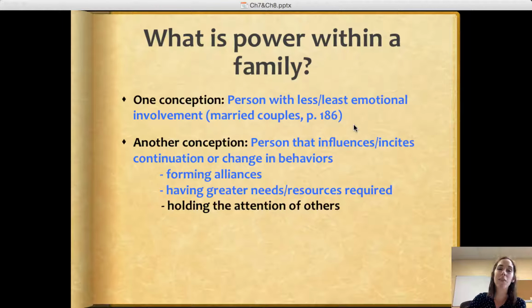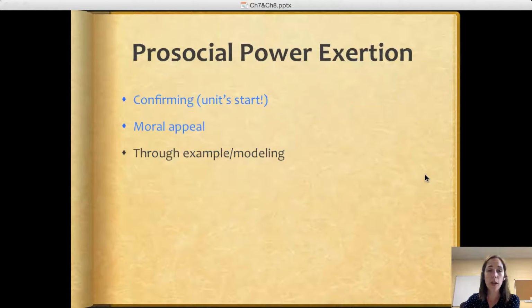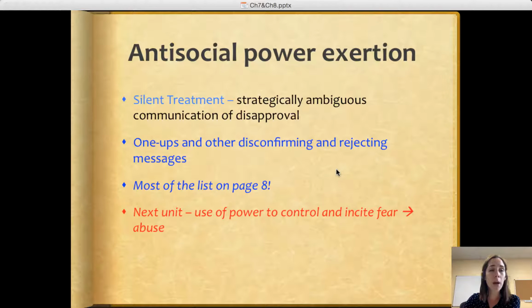So power can be a lot of different things. Some of these conceptions are written up in the book. Keep in mind, often power is about holding the attention of other people. Sometimes it's having the most resources needed by others, like a baby even has a lot of power. And power tends to shift around in the family. In your book, we've already talked about pro-social power exertion, like being confirming, moral appeal, and you can model good behaviors. But antisocial power assertion includes one-ups and other disconfirming messages, that big old list that's in this chapter, and then also use of the silent treatment, which is when we're strategically ambiguous and letting our disapproval be known.